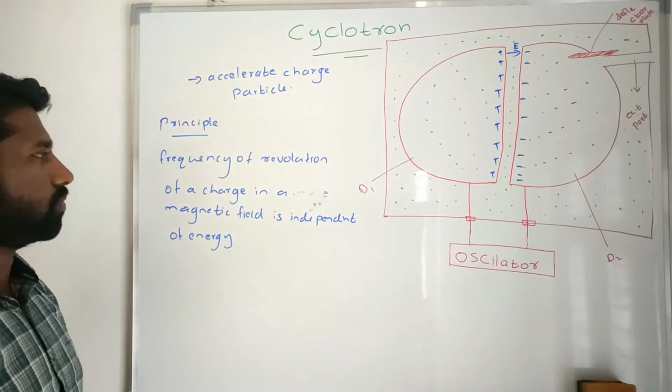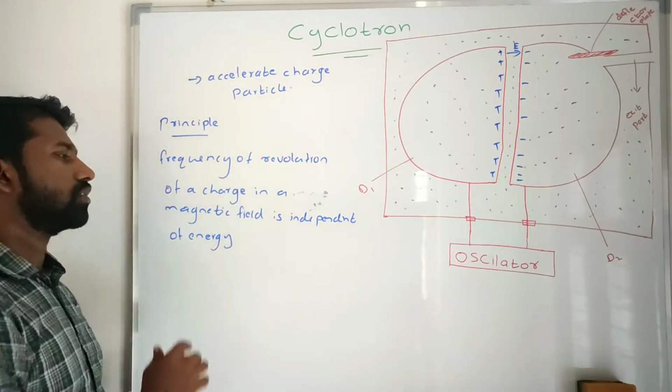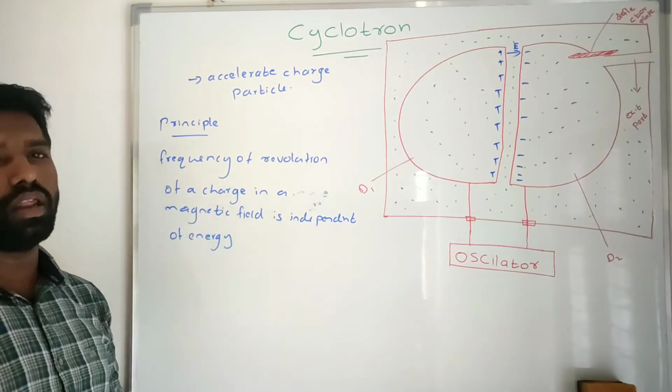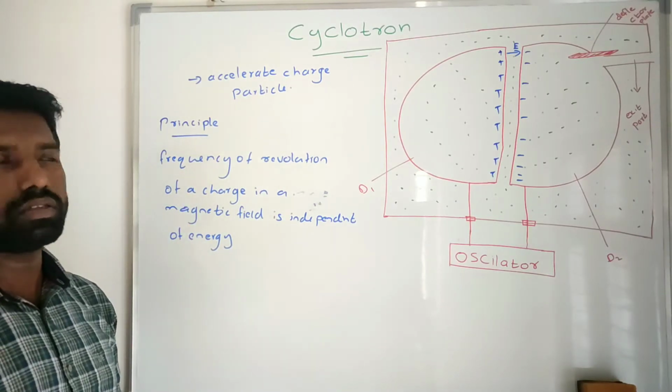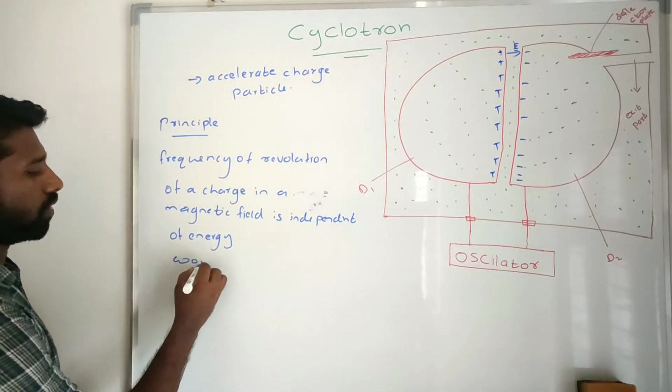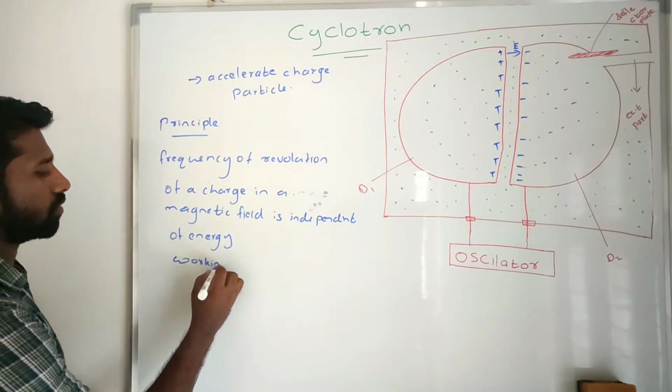This is the working principle: the frequency of revolution of the charged particle in a magnetic field is independent of its energy. Now we will see the working. What is the working of the cyclotron?